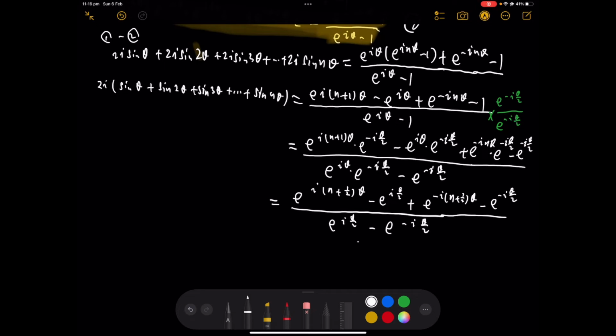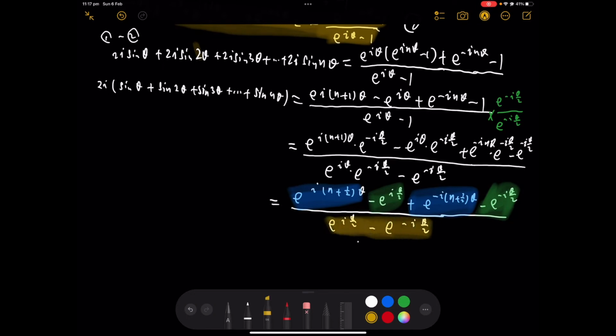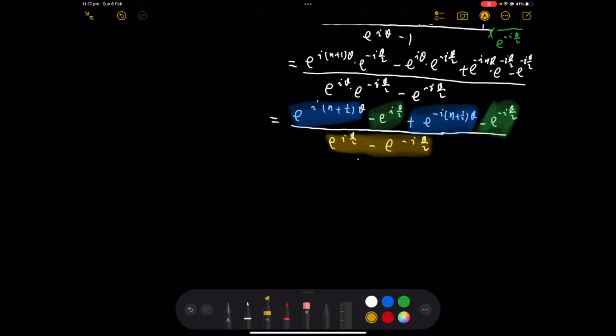Wow, it looks very good. I'll tell you why. Because you can see, I'm going to highlight the blue pair. This one and this one is going to give me 2 cos((n+1/2)θ). And I'm going to highlight the green. These two are going to give me 2 cos(θ/2). And at the bottom is going to give me sine again. So it's really good. I'm going to explain the two blues and the two greens, using this formula again in here. I'll write it in here. So do you know e, let's write this down.